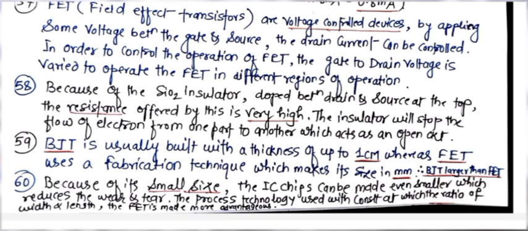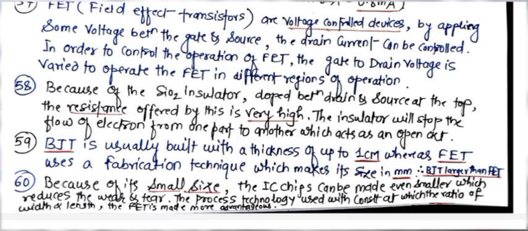BJT is usually built with a thickness of up to 1 cm, whereas FET uses a fabrication technique which makes its size in mm. Therefore, BJT is larger than FET. Because of its small size, the IC chips can be made even smaller, which reduces the wear and tear. The process technology used, with a constant ratio of width and length, makes FETs more advantageous.